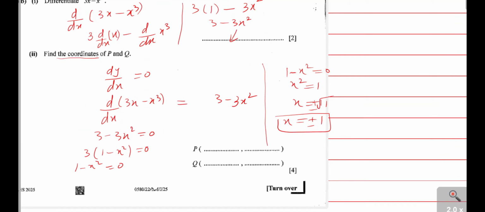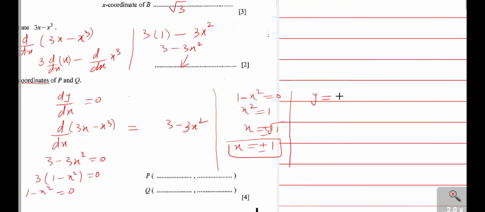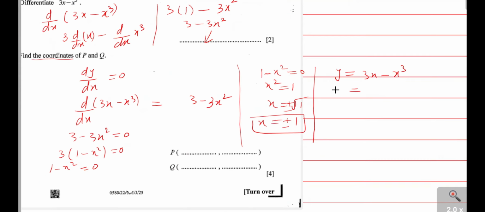Therefore, we can calculate the coordinates of P and Q if we substitute the values of x, plus minus 1, in the equation y equals 3x minus x cube. Look here, when the value of x is 1, the value of y will be 3 into 1 minus 1 cube. This is 3 minus 1, which is equal to 2.